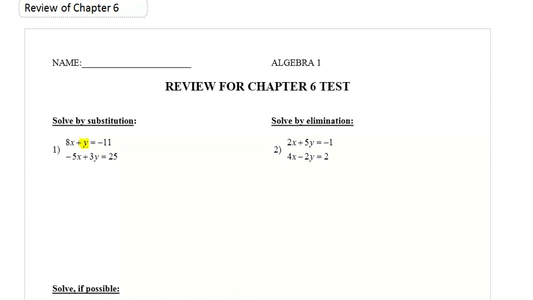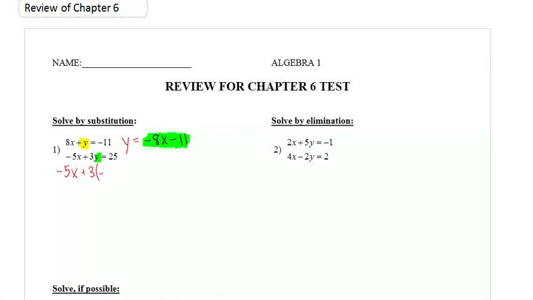In order to get that y by itself, we would subtract 8x from both sides. So our new equation would look like y equals -8x minus 11. Now that y is by itself, we can take everything that y equals and plug it in for the y in the other equation. So we're going to rewrite everything, except instead of writing y, we're going to write -8x minus 11. So we have -5x plus 3.